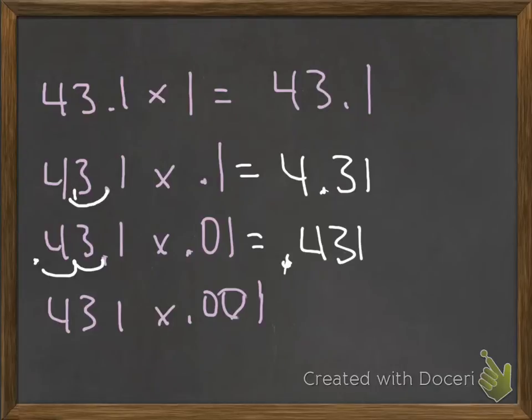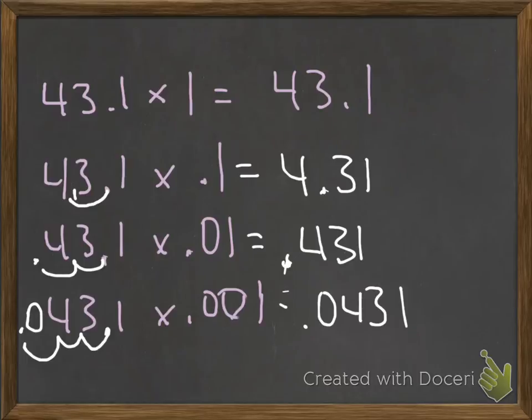And then in order to figure out 1,000th of 43 and 1/10, you would take the decimal and you would back it up 1, 2, 3 places, fill that in with a 0, and you would get as your product 431 ten-thousandths. And that's how you use patterns to place decimals when finding a product.